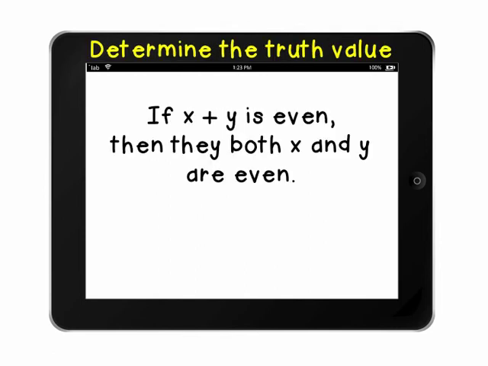All right, now let's determine the truth value of this. If x plus y is even, then both x and y are even. Well, let's think about it. Picture two even numbers, like, I don't know, 4 and 6. When you add them together, you get an even number. So does that mean that this conditional statement is true? Remember, the hypothesis must remain true, but the conclusion can be proven false. Here we found a counterexample, where both x and y are actually odd numbers, yet the sum of those odd numbers is even.